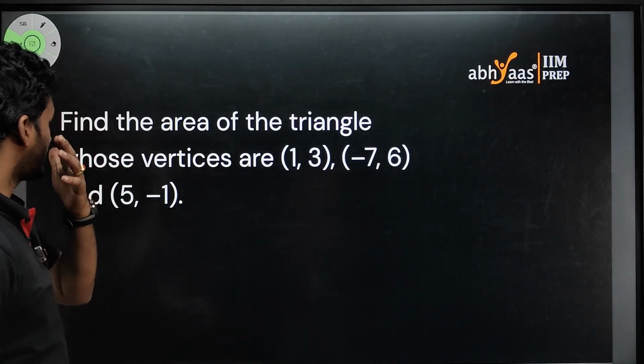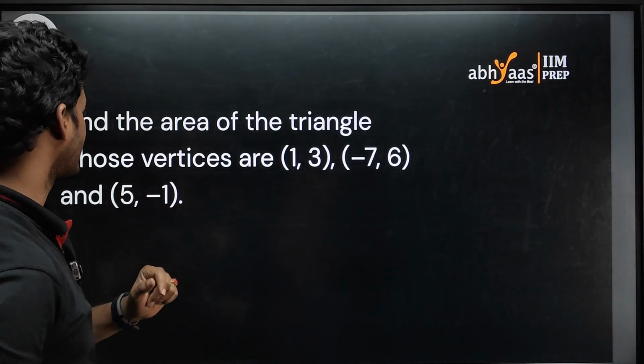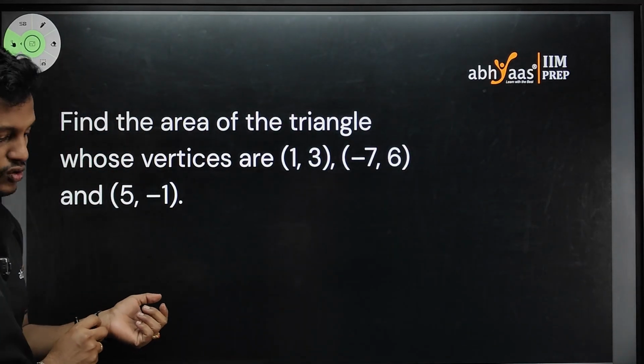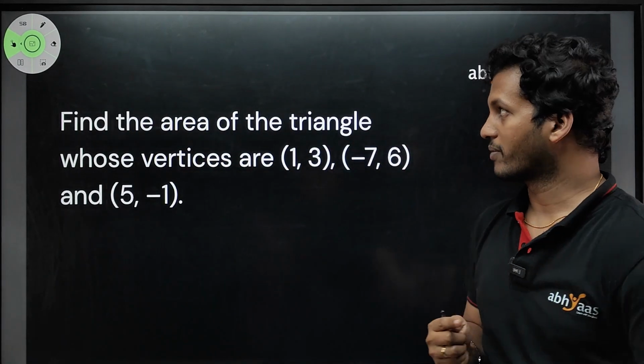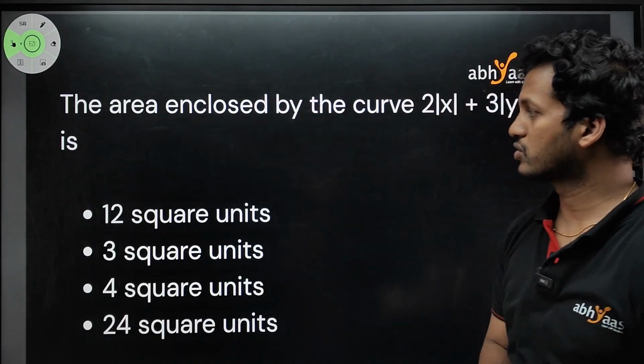Find the area of the triangle whose vertices are 1, 3, minus 7, 6 and 5, minus 1. I hope you already know the formula and you can comment that area in the comment section. Okay, let's go to the next one.